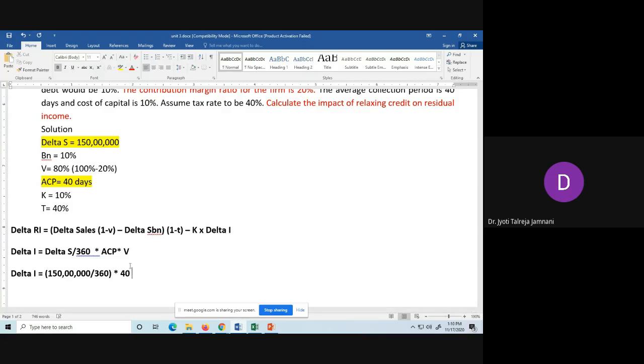And then again we have to multiply it with V. V is what? The variable cost percentage. How much is it? 80%. We cannot take 80. It is 80%. We should convert it into decimals. So 80 divided by 100, you get 0.8. Is this clear? So can anybody do it? 150 lakhs divided by 360 you do first. Then whatever answer you get, you multiply it with 40. Then whatever you get, you multiply it with 0.8.